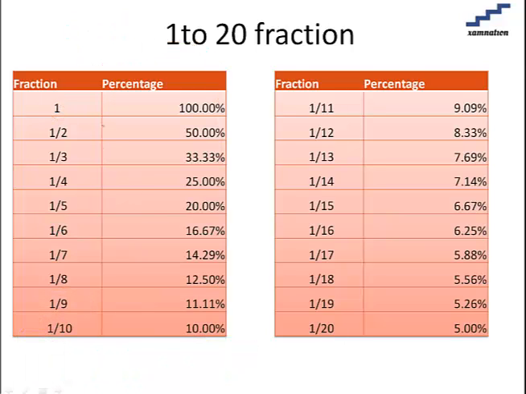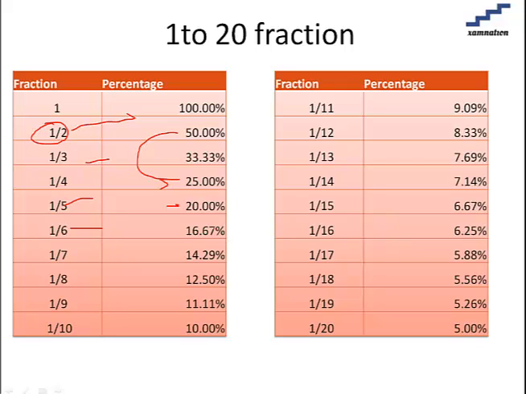For example, 1 by 2 is 50%, which is very simple. 1 by 3, if you multiply it by 100, you get 33.333%. Similarly, 1 by 4 is half of 1 by 2, that is half of 50, which would be 25. 1 by 5 is 20, since 20 times 5 is 100. 1 by 6 is 16.666666.